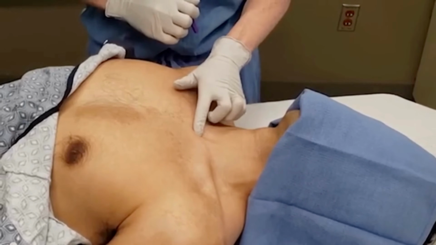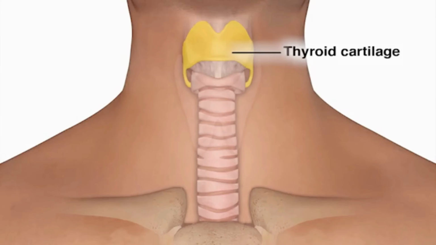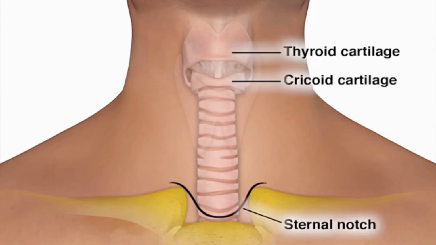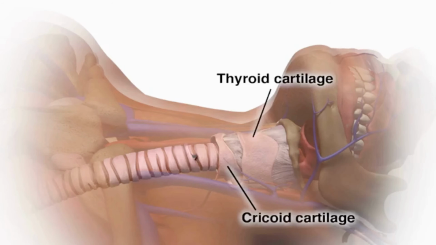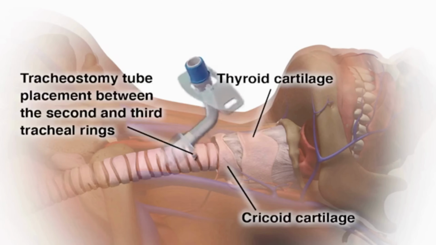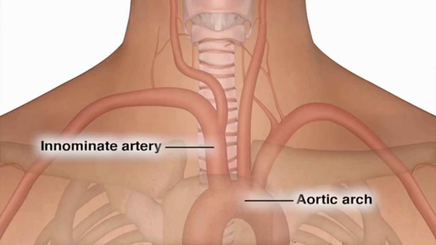Begin by identifying the landmarks on the neck. Feel for the thyroid cartilage. Move downward until you reach the soft depression of the cricothyroid membrane. If anatomy is unclear, make a vertical skin incision. This exposes the structures and gives you room to work.